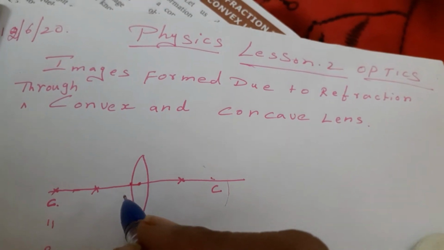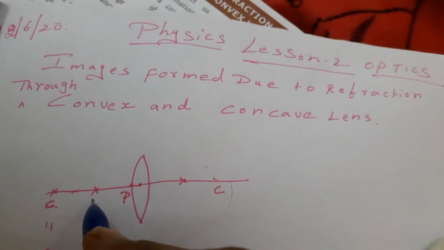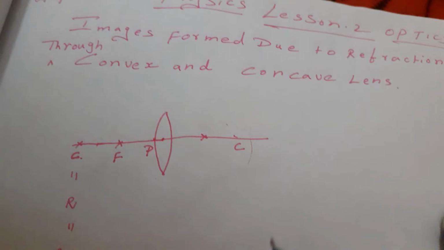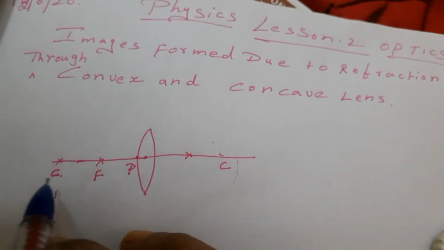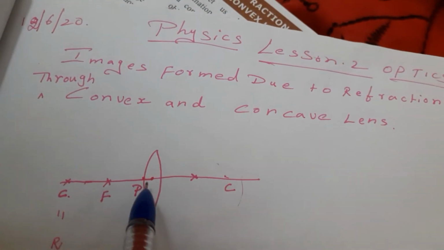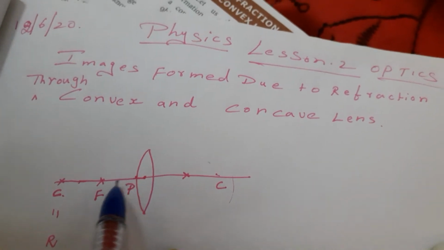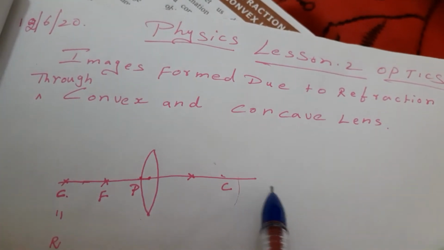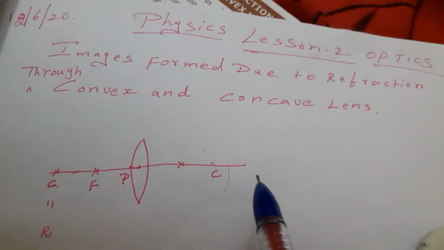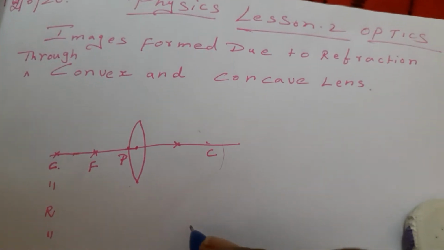The pole of the lens is denoted as P. Focal length f. C, I told, is equal to R, which is equal to 2f. Here also it is the same. These are all the important points in the lens. Then the line passing through the center of curvature, focal point, pole and optic center is called the principal axis.